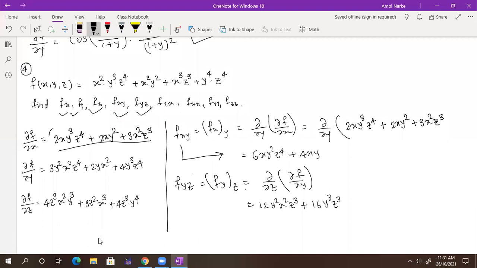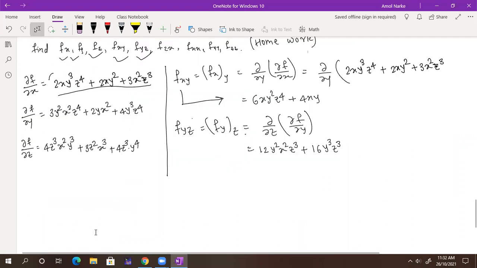Similarly, you can find out the rest of the terms. These 3 remaining you can do as homework. Simple one. It's very easy. But it's not like that, so we can solve one more for your purpose.